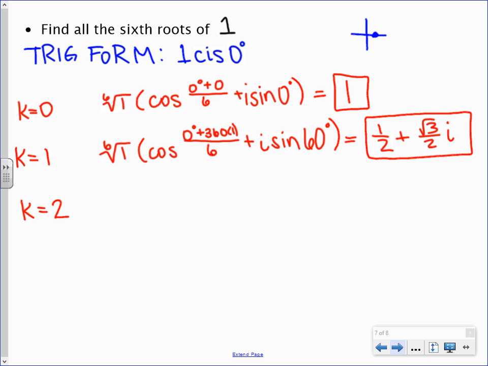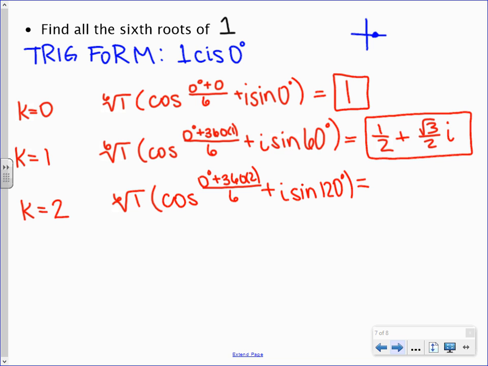Now what's nice about this is you are going to see some patterns. All right? So let's see what happens with this next one. When k is 2, we're going to get the nth root of r, so the 6th root of 1. Our angle is going to be theta now plus 360 times 2 divided by n, which is 6. What angle is that? 120.